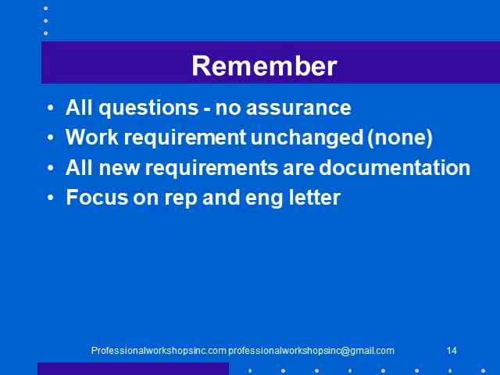Now remember, as we answer these questions, every single question, we are giving no assurance. Now, the work requirement between the new section and the old section is in fact unchanged. We didn't do any work before. We don't do any work now, for the purpose of giving assurance. Now, all the new requirements are documentation. So we're required to prepare a whole bunch more documentation than we did before. So our focus should be on the rep and engagement letter, where the management takes responsibility for all this stuff and we don't.